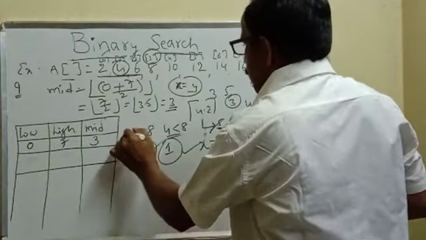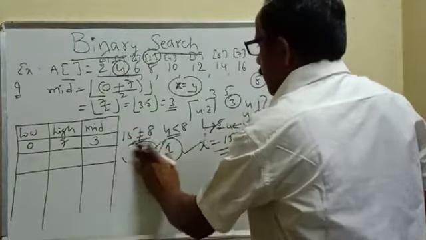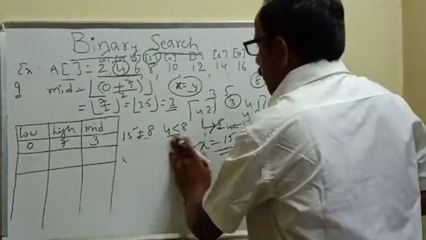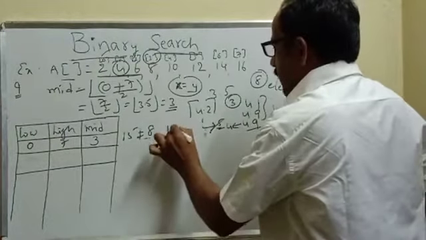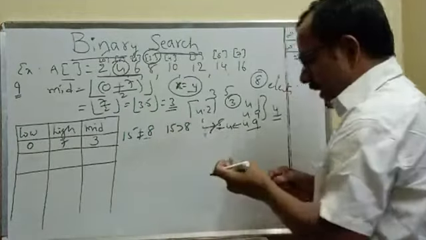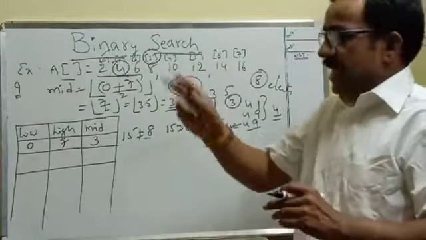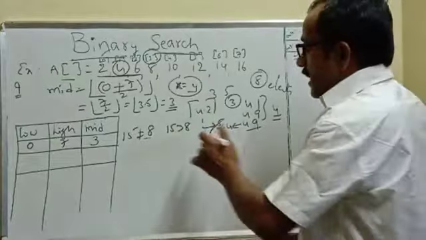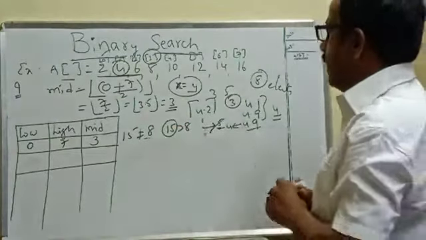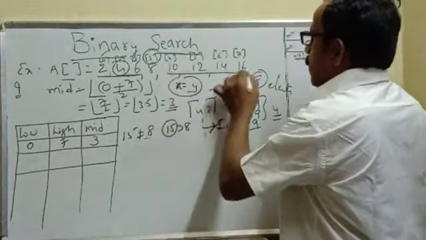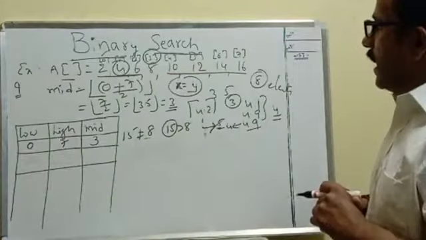We are going to search 15. 15 is not equal to 8, that is correct. But what is the relationship between 15 and 8? 15 is greater than 8. In the earlier example, the x value was less than 8, that's why we selected the left side portion. But here, the searching element is greater than 8. That's why we are going to select the right side portion.